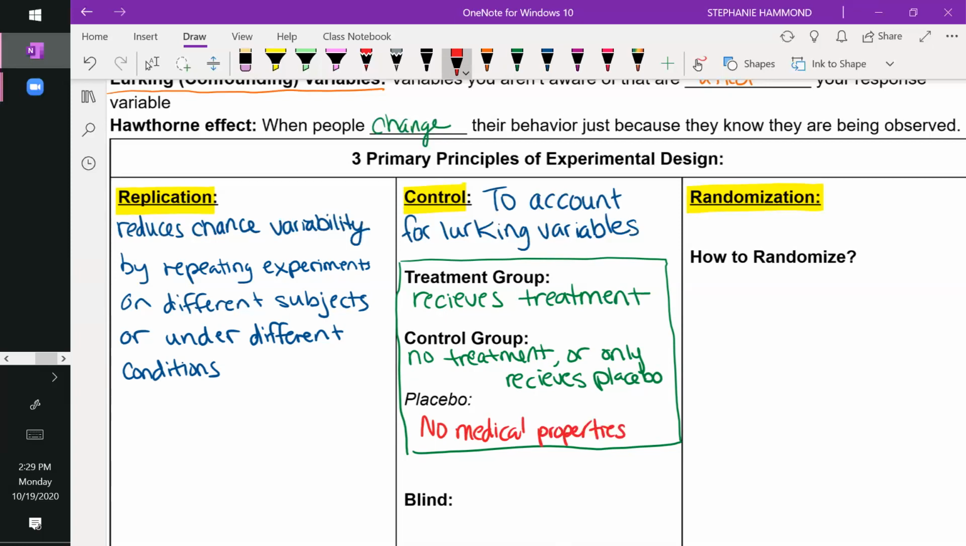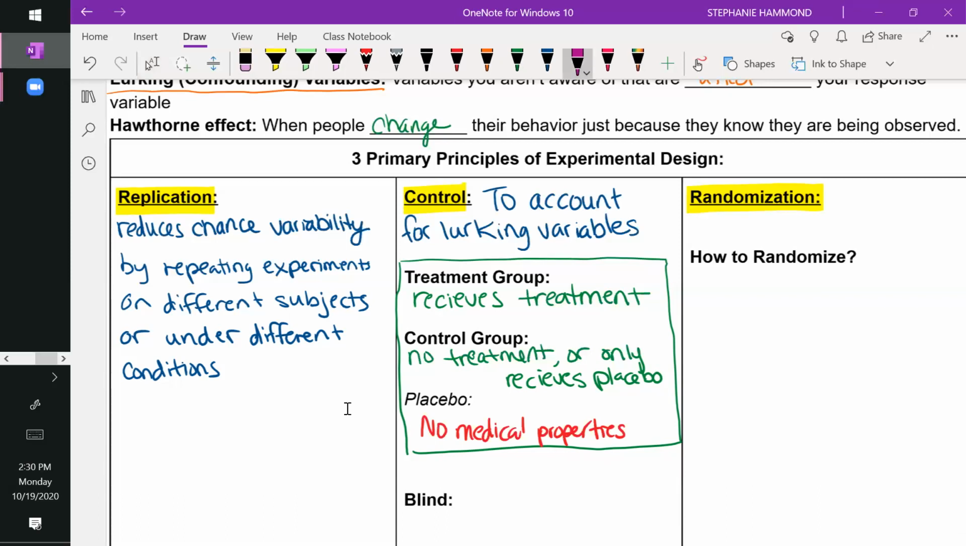So if we're doing an experiment on a new medication, our treatment group would receive the actual medication, and our control group might receive a placebo that looks like the medication, but actually doesn't have any medical properties at all. It'd probably be like a sugar pill or something. So by doing this, we can account for any lurking variables.